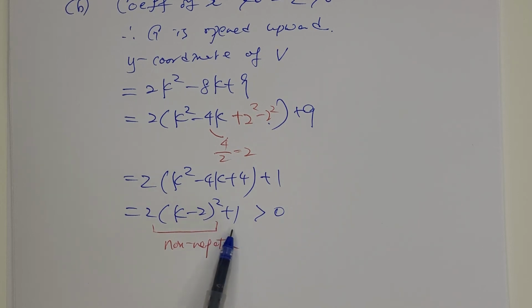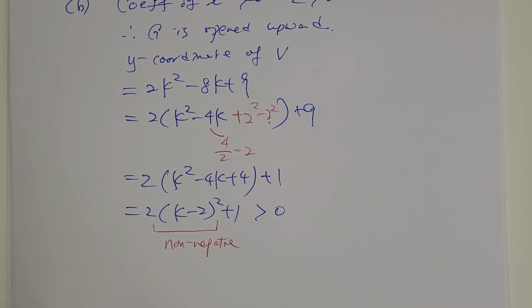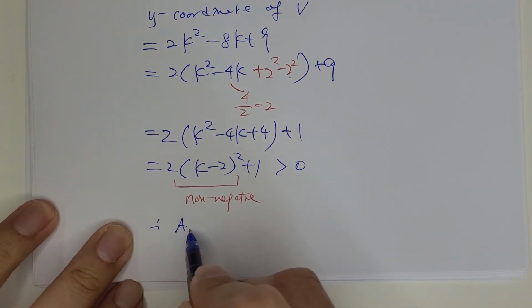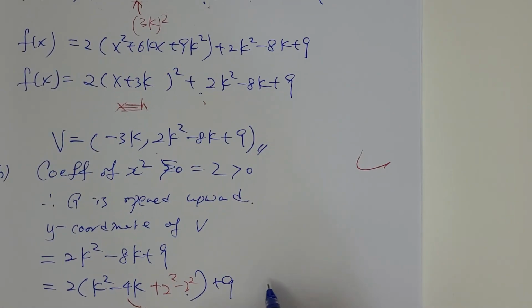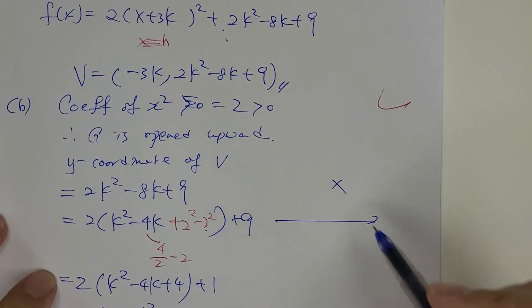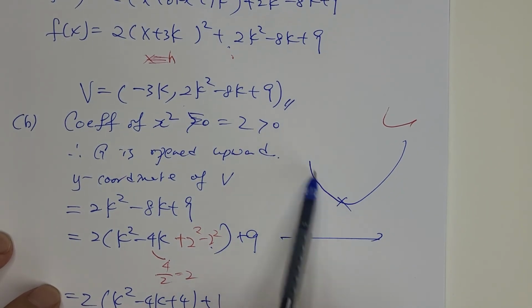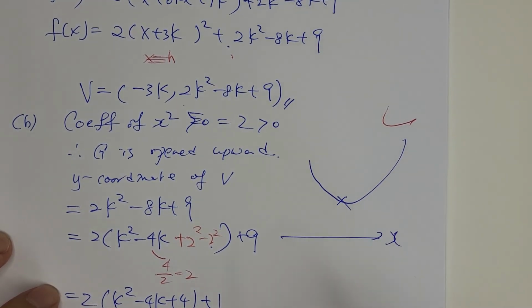But now you add one more, so that means the whole expression must be positive. And hence, because it is open upward and the y-intercept of the graph is positive, that means the vertex is always above the x-axis. It keeps the smiling face of the graph, that means this graph is always above the x-axis. So that one is correct.